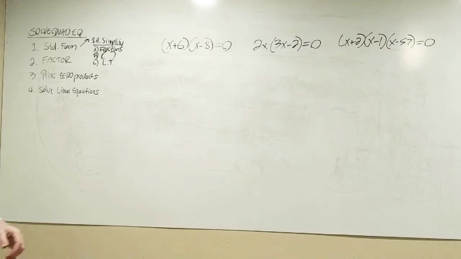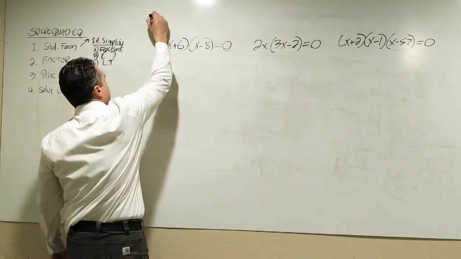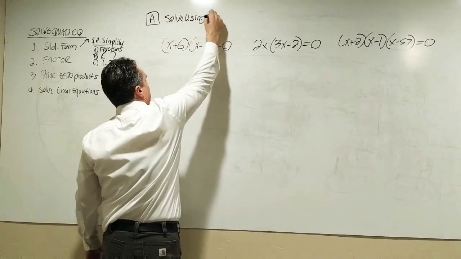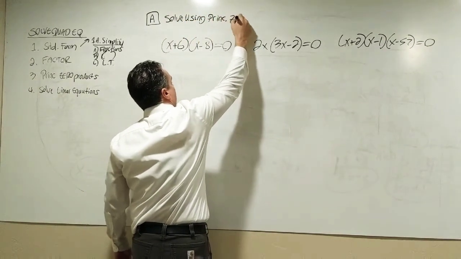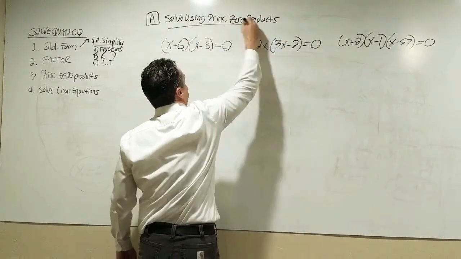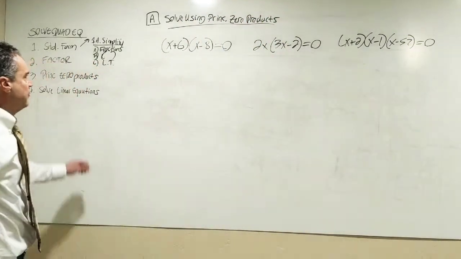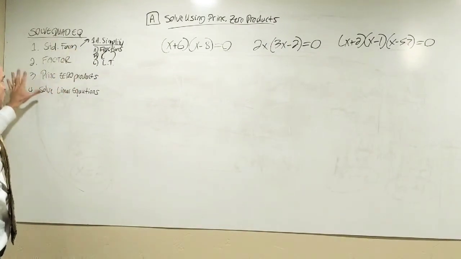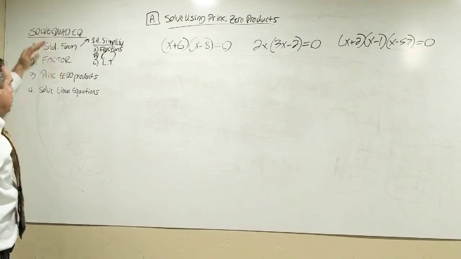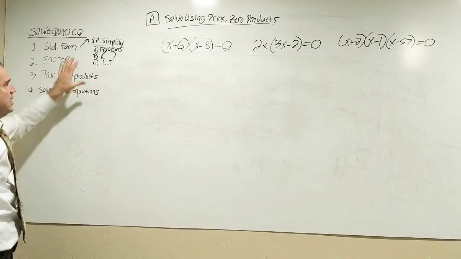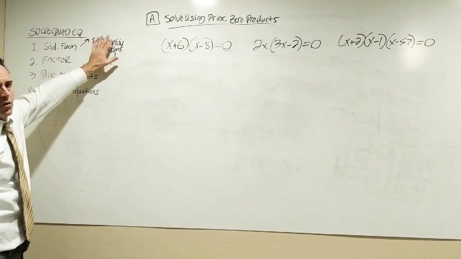It says solve using the principle of zero products. Part A says solve using the principle of zero products. Okay, solve using the principle of zero products. Over here on the left side of the board, I have condensed in little small words how to solve a quadratic equation. There's your 4 steps: standard form, factor, principle of zero products, solve the 2 linear equations. We're going to talk about this in a minute, so don't worry about that right now.